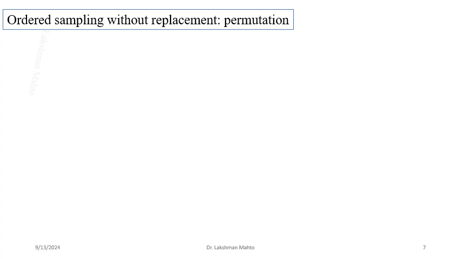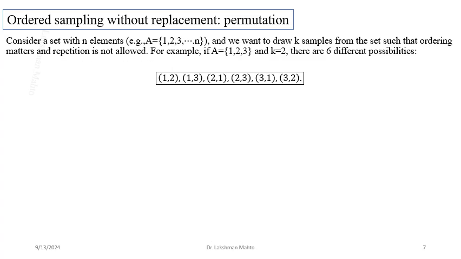Leave the question. The second option is ordered sampling without replacement. What is the name of that? Permutation. You want to draw a sample of size K from the set such that ordering matters and repetition is not allowed. Consider a set having 3 elements, 1 to 3, and take a sample of size 2. The possibilities are 1-2, 1-3, 2-1, 2-3, 3-1, 3-2. Here order matters and replacement is not there, so there are 6 possibilities.